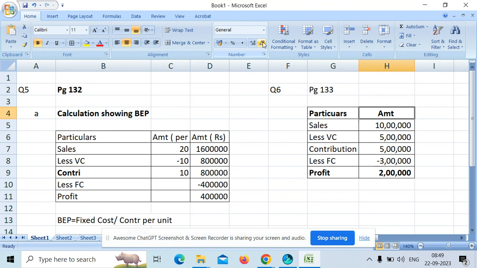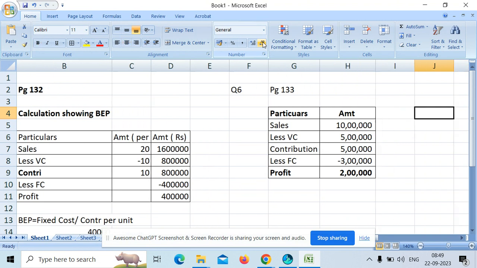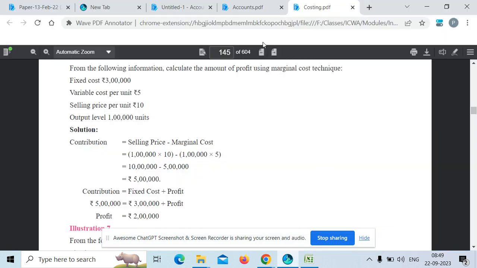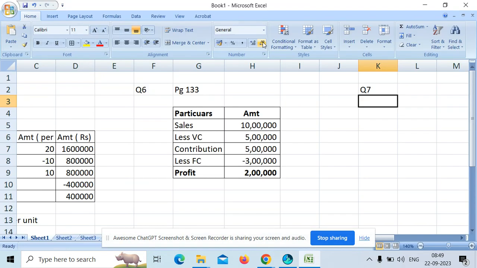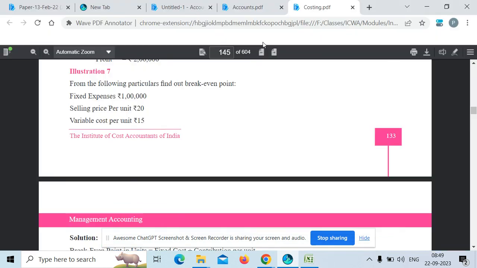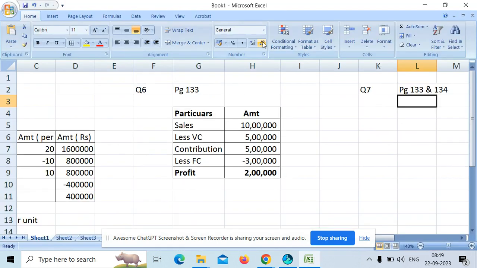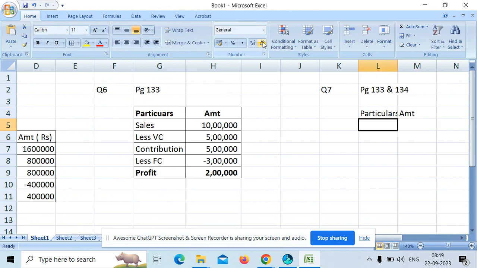Yeah, it's done. Let's go for illustration 7 on page number 133, 134. So here we have: from the following particulars, find out break-even point. So you are supposed to find out break-even point. Particulars, amount. So again, I'll prepare my statement: sales, less variable cost, that will give me contribution, less fixed cost, that will give me profit.